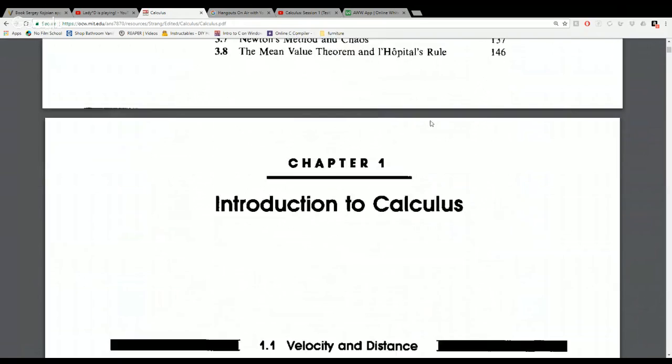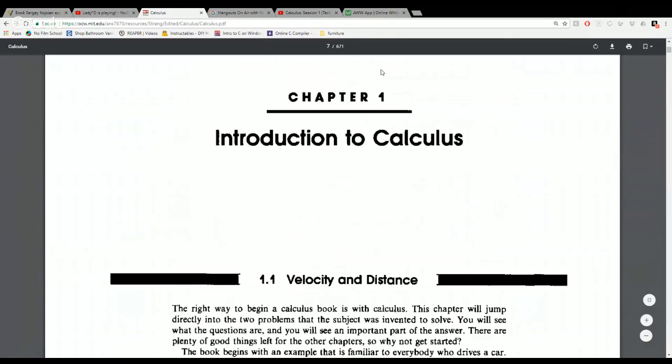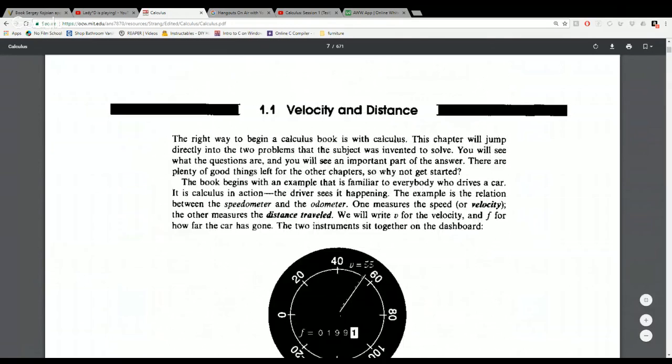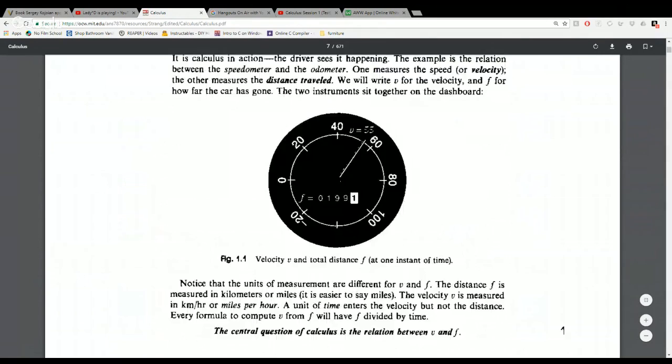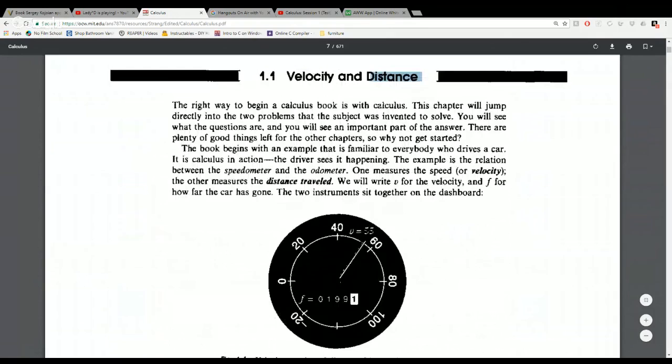Let's see. So we start here. Introduction to calc. Okay, so Strang starts by motivating the subject in terms of velocity and distance. And if you look here, he presents an odometer as an example. So let's give this a read.